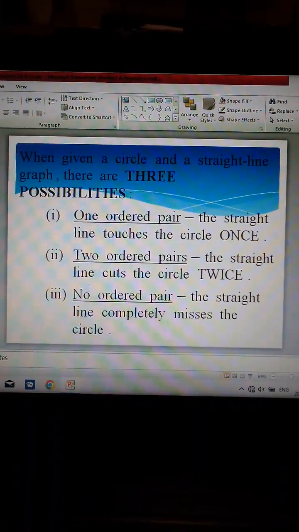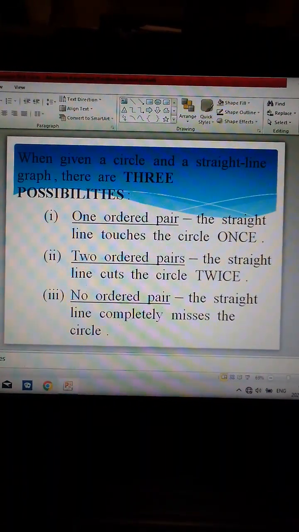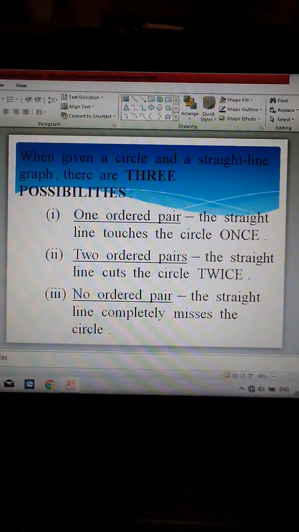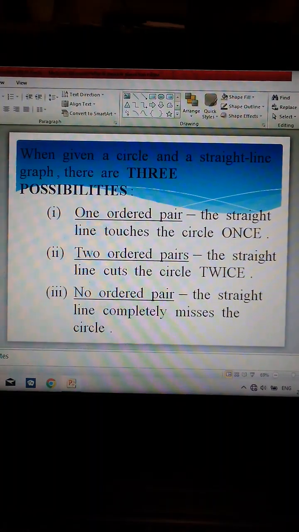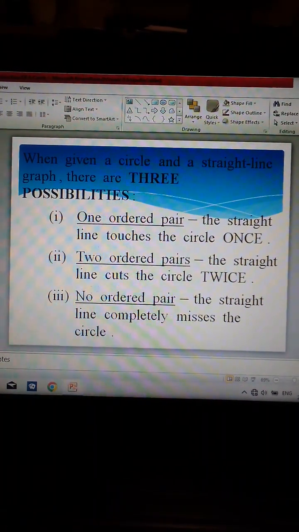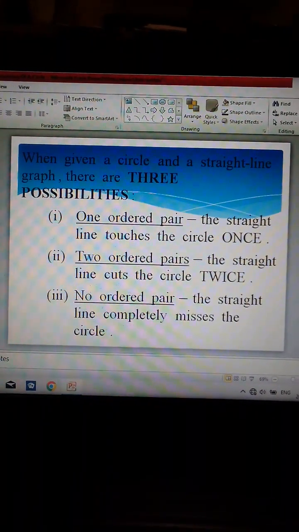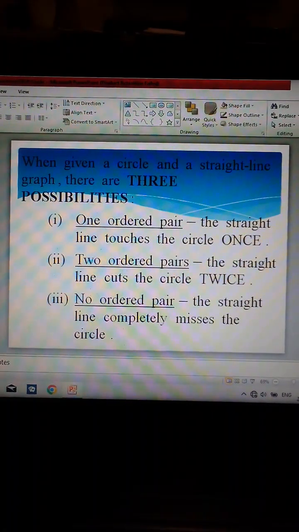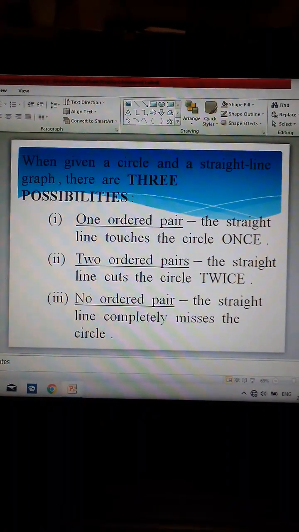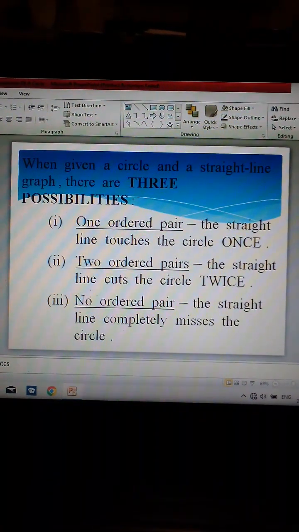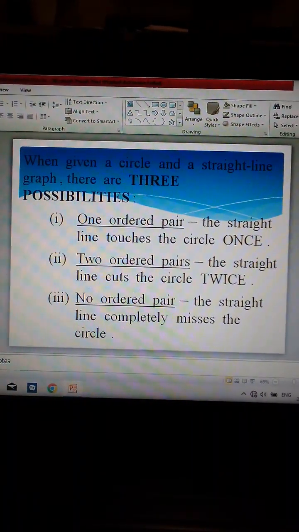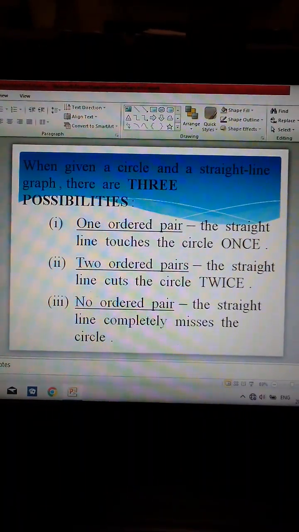Now, when given a circle and a straight line graph, there are three possibilities. You can either have one ordered pair, two ordered pairs, or no ordered pair. When you have one ordered pair, the straight line touches the circle once, meaning it is a tangent. When you have two ordered pairs, the straight line cuts the circle twice, meaning it's a secant. And when you have no ordered pair, the straight line completely misses the circle. It means they do not intersect or touch.